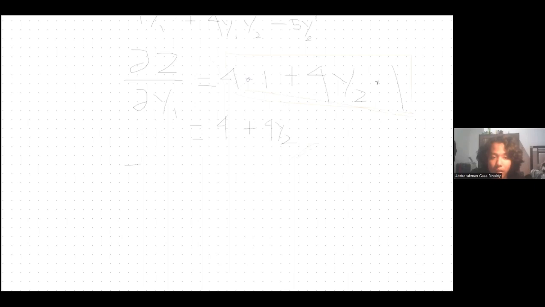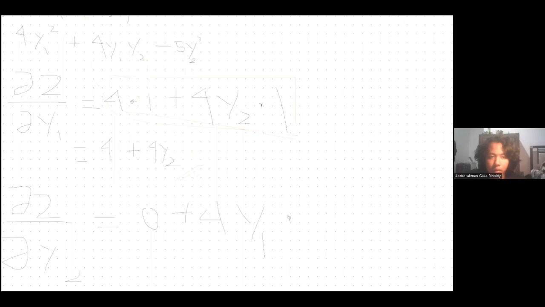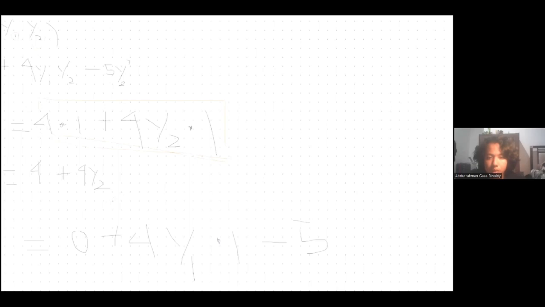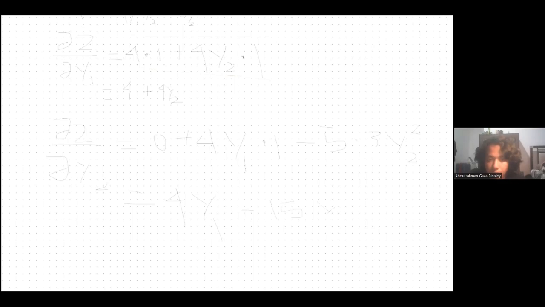So we do the z and the y2. Okay, we look at this 0 and then y2 here, or y1 as a constant. After that, y2 times the differential is 1 minus 5 times 3 y2. I'm sorry, close the top of y minus 15. This is the finish.